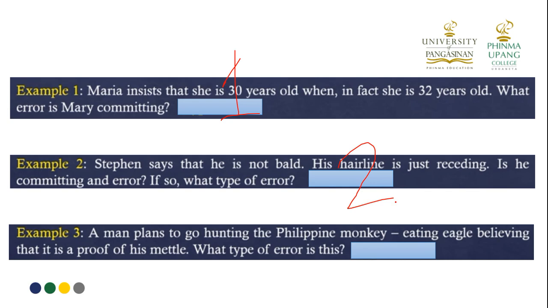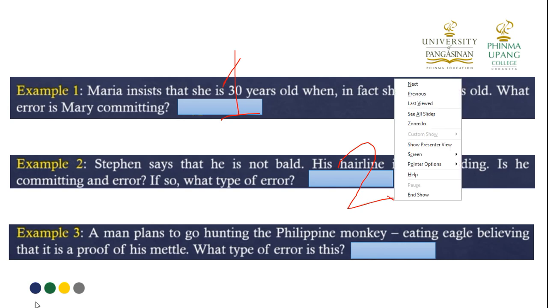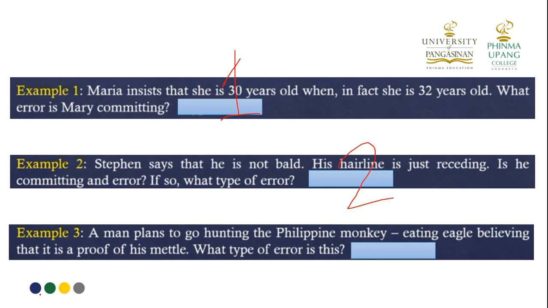Stephen says that she is not bald. His hairline is just receding. Is he committing an error? If so, what type of error is that? Yes, it is 2. Why? Nasa in denial siya, oh. Tama? I mean, why is it type 2? No, it's wrong. In denial siya, kaya type 1 yan. Wait. It's type 1, not 2.